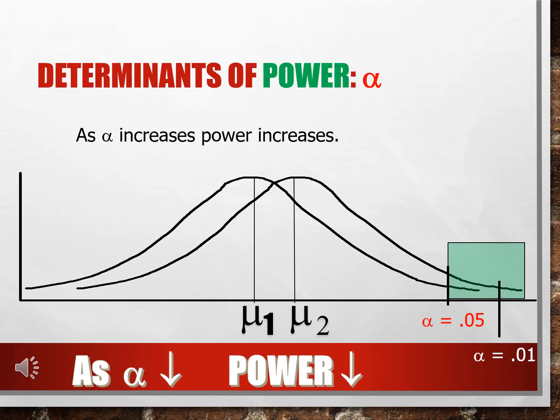Alpha of 0.05, this is the reason most people use 0.05 most of the time, because alpha of 0.05 gives us more area, 5%, in the critical region compared to 0.01, which would only give us 1%. So more power as alpha increases.